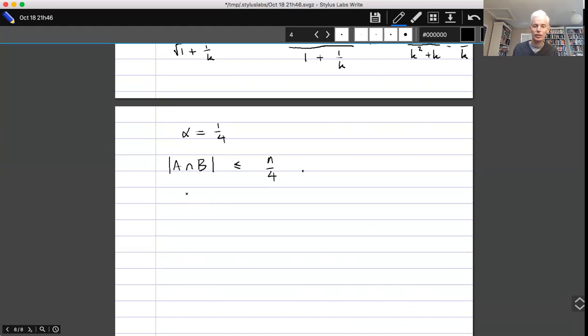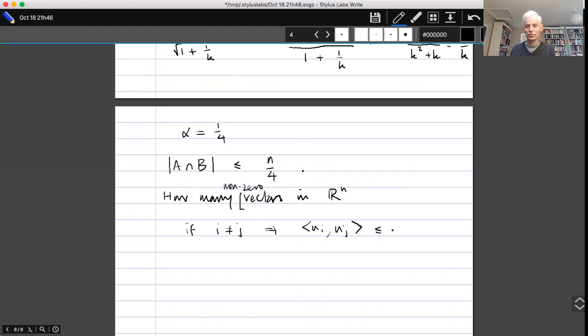And in the unit vectors case, again, the question will be: how many non-zero vectors in R^n, I should say, if i not equal to j implies ui dot uj is less than or equal to 0. So they're at least at right angles.